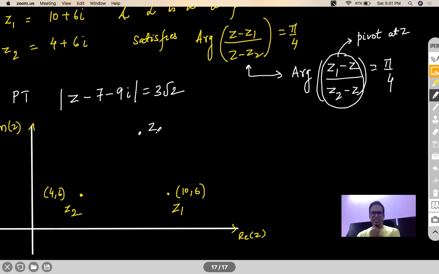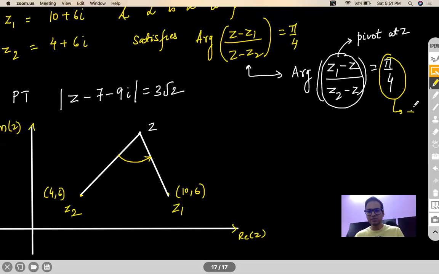Correct. So let me make a simple angle at Z. Now here, be careful. Z1 minus Z is on the top. That means your arrowhead is on this, so your tail will be on this, obviously. Correct. Now, one question to be asked here: this is positive, so is this angle anti-clockwise? Thankfully, yes.